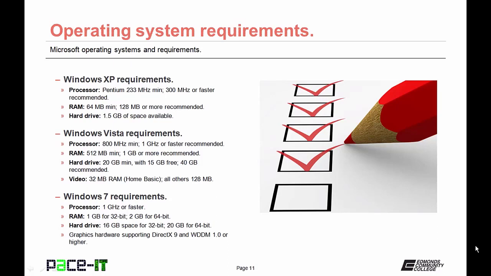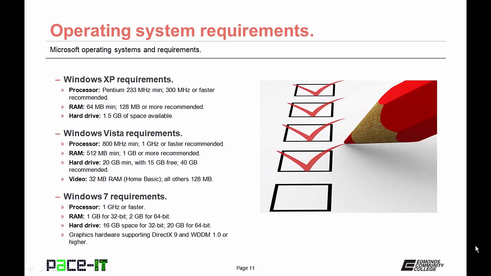The RAM requirements for XP required that there be at least 64 megabytes minimum. Microsoft did recommend 128 megabytes or more. The hard drive requirements for XP were fairly minimal. You only needed 1.5 gigabytes of space. But back in 2001, that was actually a fair amount of space.